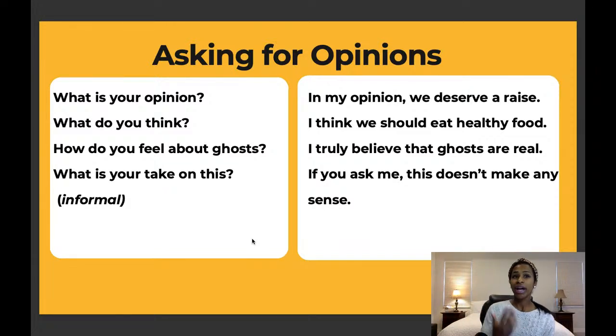If someone says, "What is your opinion?" And then you could say, "In my opinion, we deserve a raise." So, in my opinion, we deserve more money. Okay, we deserve a raise. What do you think? What do you think? I think we should eat healthy food, not McDonald's. Just healthy food, vegetables and fruits.